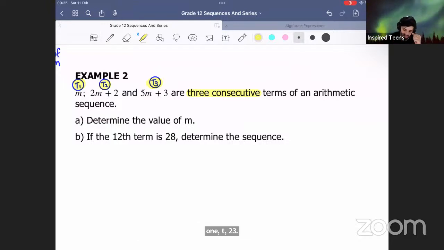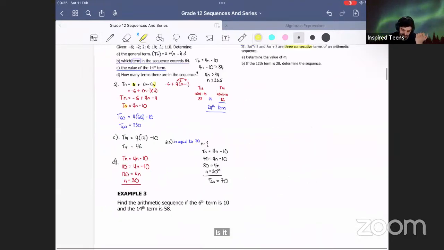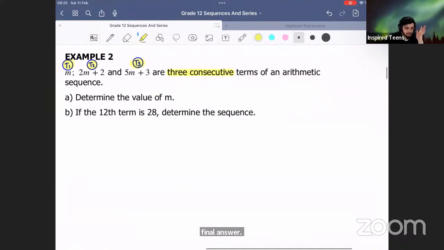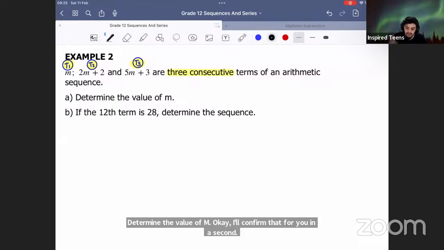Is it 30? In the chat, I think you're talking about the final answer. Yes, it is actually 30. Okay, but it doesn't really matter. You can still get the calculation, but I'm just making sure that you're careful with the words. Okay, it's 3 consecutive. However, they don't specify that it's actually the first 3 terms. Okay, determine the value of m. I'll confirm that for you in a second, right? So now they want us to determine the value of m.